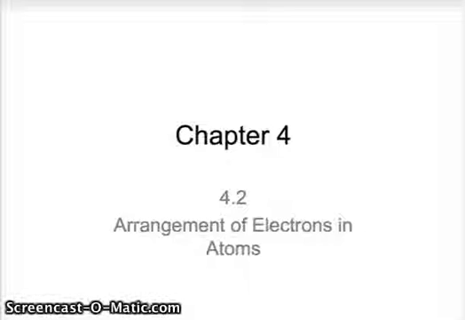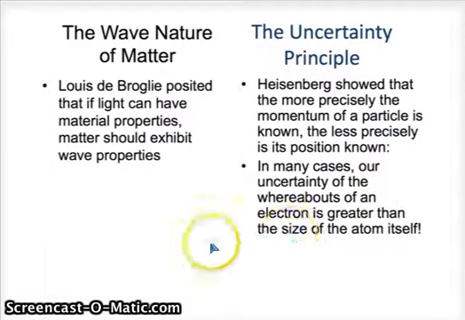All right, so we're going to quickly go through 4.2 and talk about arrangements of electrons. We're basically going to be dealing with our quantum numbers. So, a couple of things. First off, wave nature of matter.